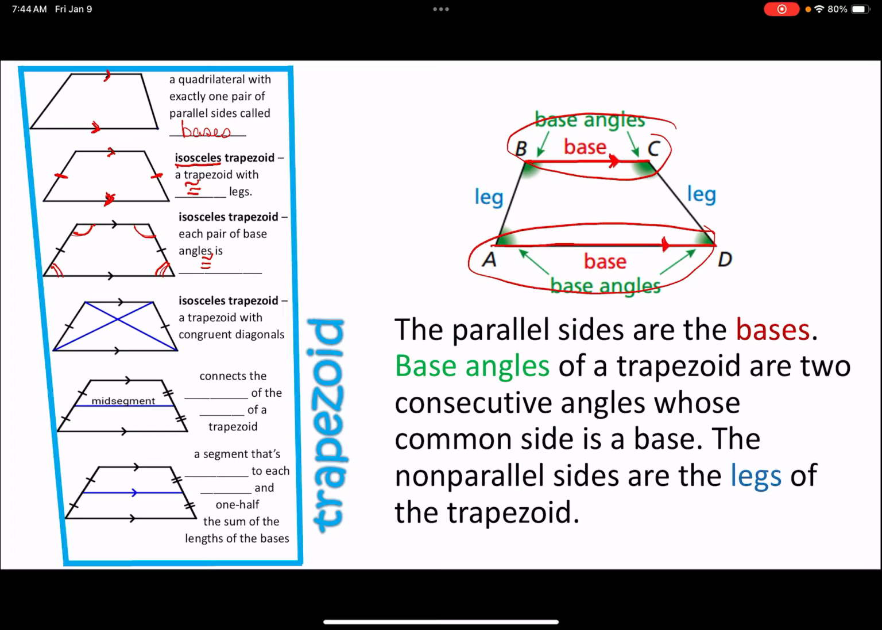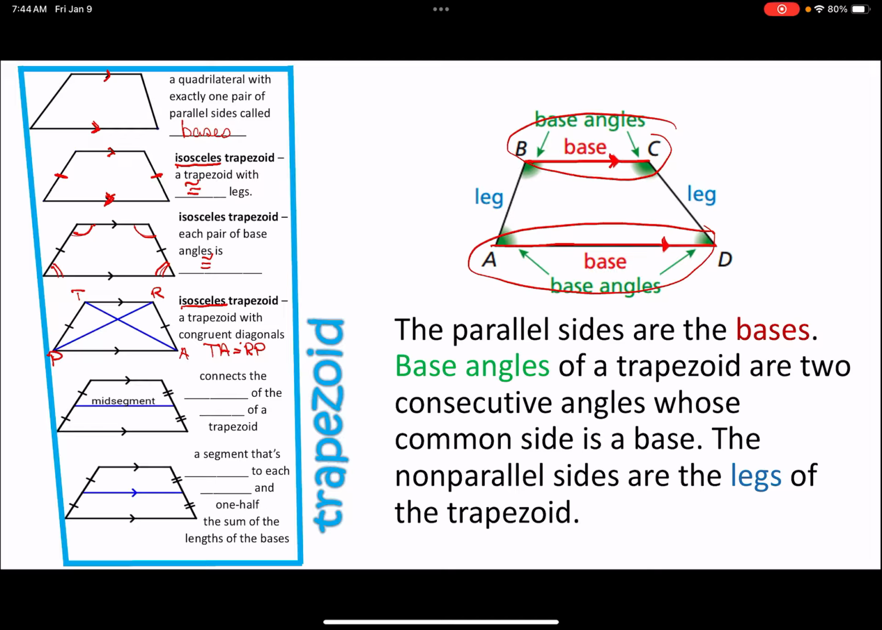And another cool feature about an isosceles trapezoid only is that the diagonals will also be congruent. So if we label this TRAP for trapezoid, then TA's distance has to be the same as the distance between R and P.